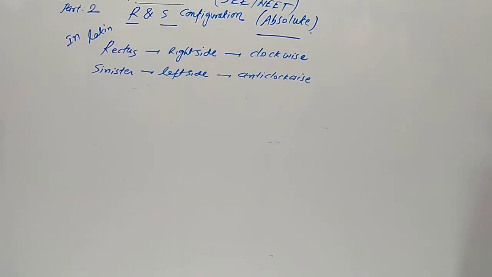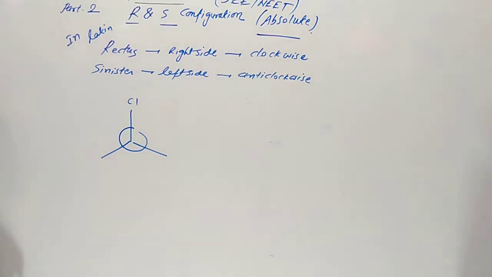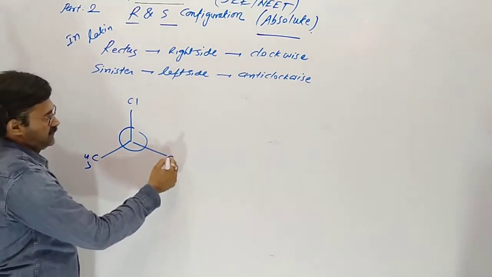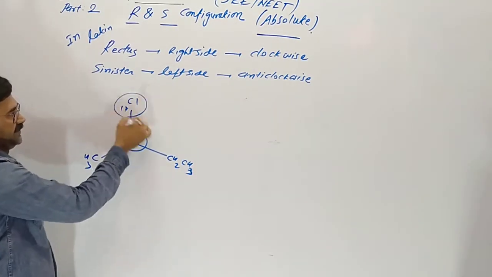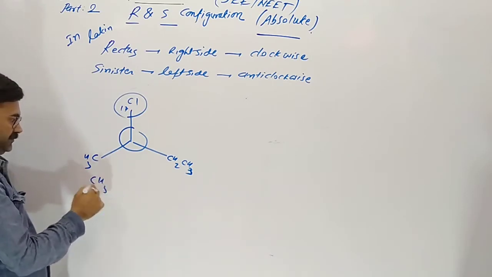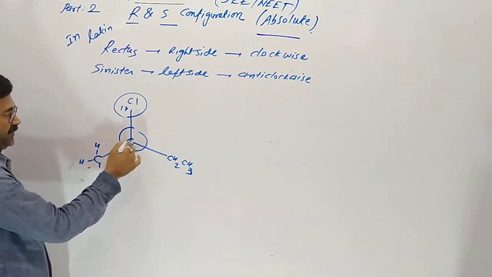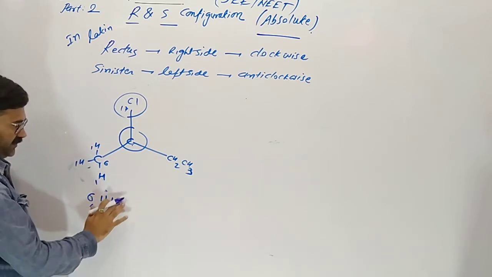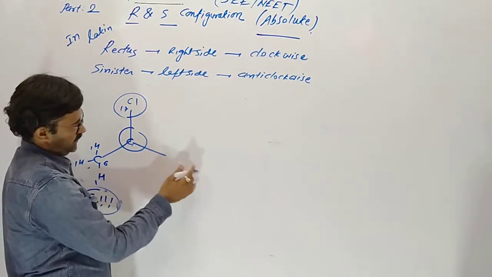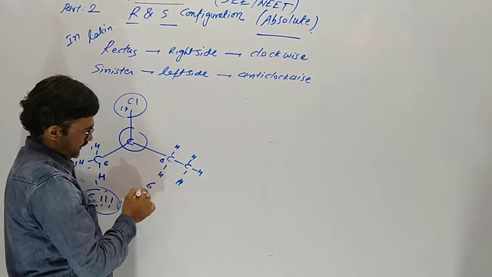Now, I am giving you another example. Suppose here is chlorine. Here is CH3 group. Here is CH2, CH3. Atomic number of chlorine is 17. What about CH3? Here CH3 means which atom is directly connected with our chiral carbon? Carbon, 6. Then 1, 1. So code is 6, 1, 1, 1. What about this? Here CH2. Which atom is directly connected here? Carbon. So 6. Then 1, 1.